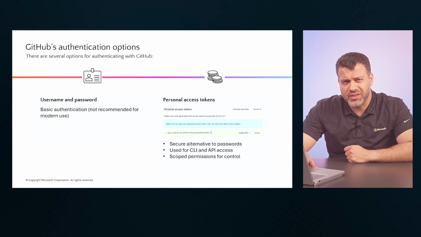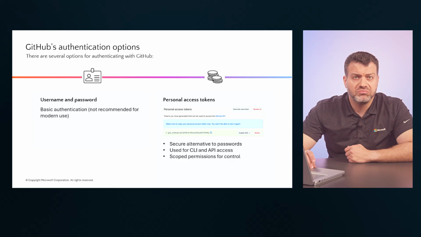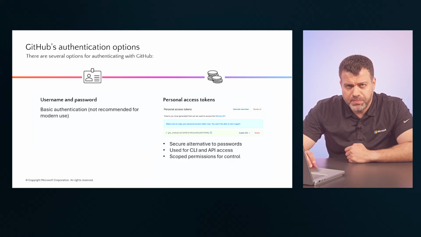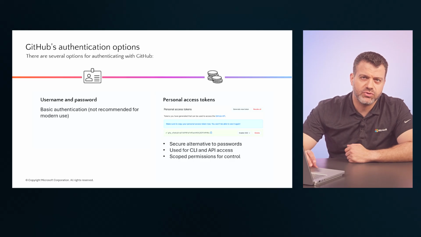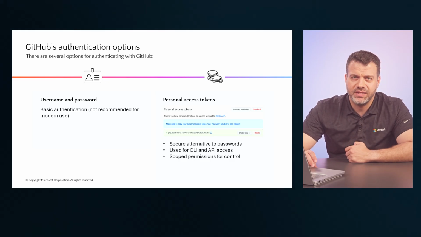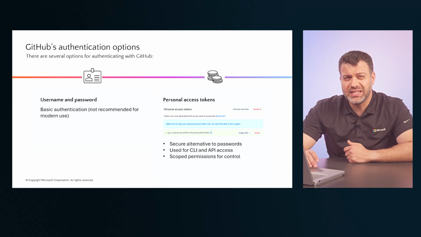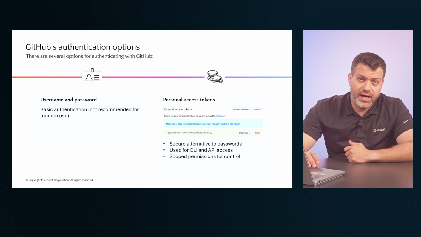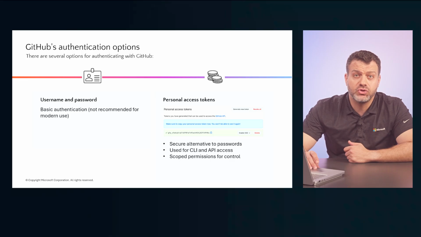Now let's look at how users authenticate with GitHub. This really answers the question of, who are you? The most basic option is usernames and password, also known as basic. This basic authentication is not recommended, especially in the enterprise environment. It is less secure. Instead, GitHub promotes using PAT, which is Personal Access Token.